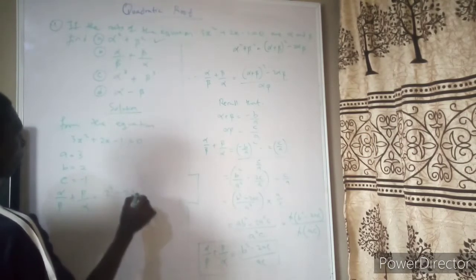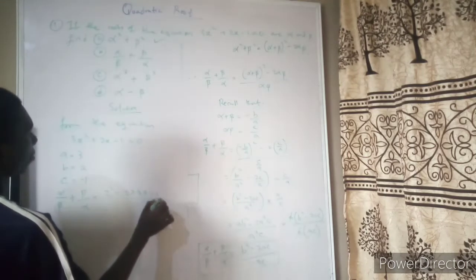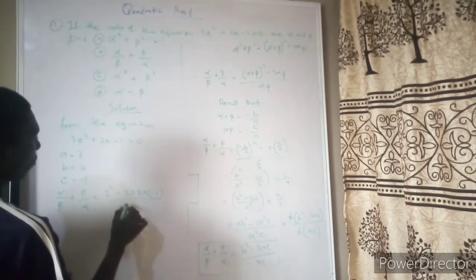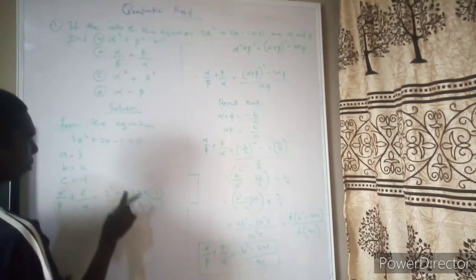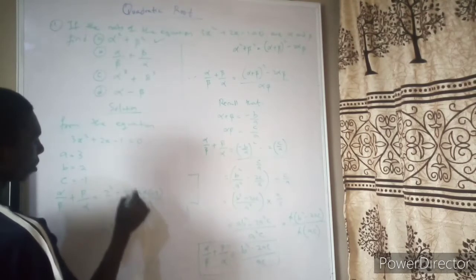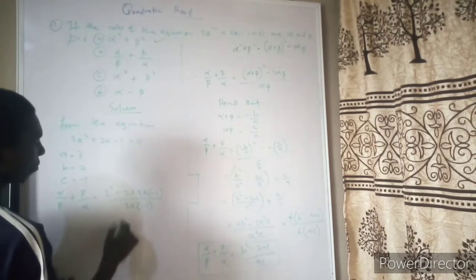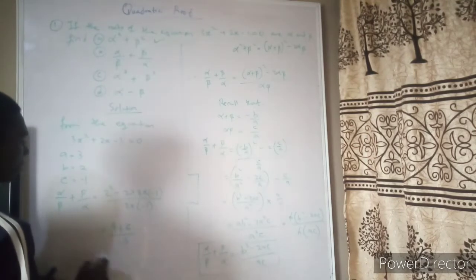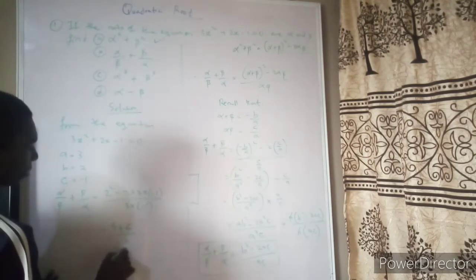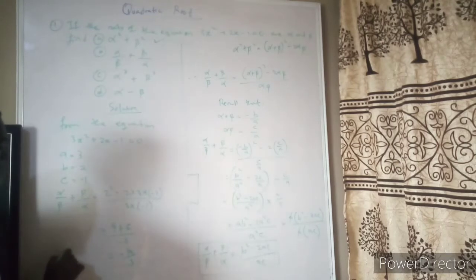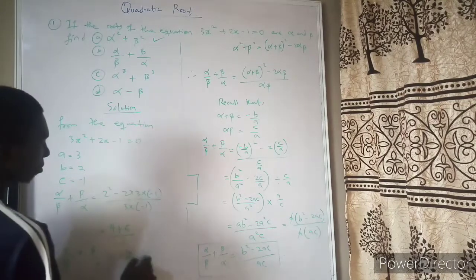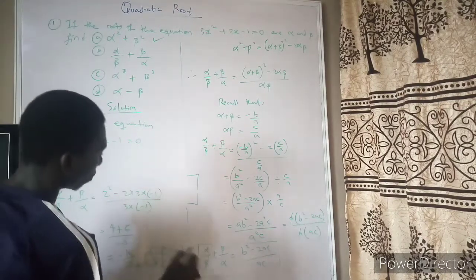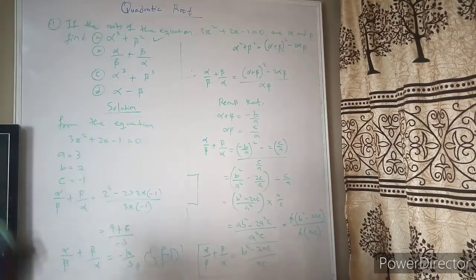minus 2 times a, which is 3, times what's my c? Minus 1, right? All over a times c, 3 times minus 1. So that is 4 minus, okay, minus times minus will become plus, 2 times 3 is 6, times 1 is still 6, all over 3 times minus 1, which is minus 3. So I'll be having minus 10 over 3, which is equal to alpha over beta plus beta over alpha. Quite easy though, so that's just it, minus 10 over 3.